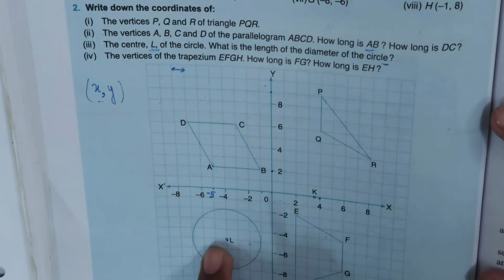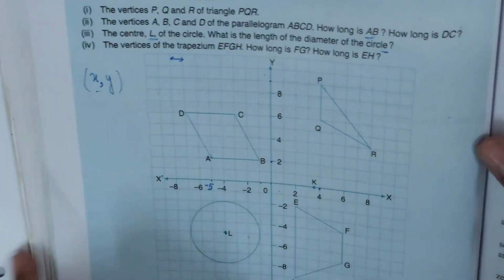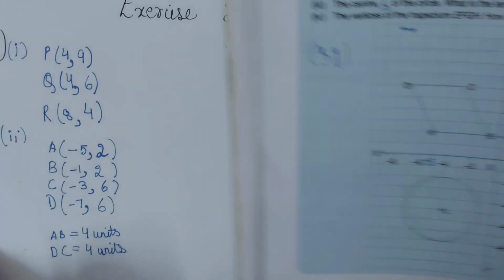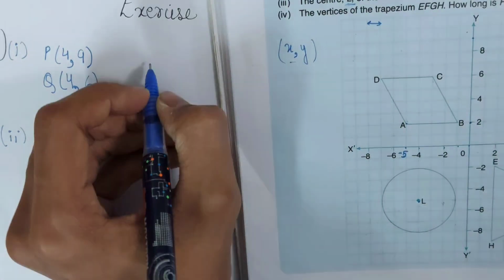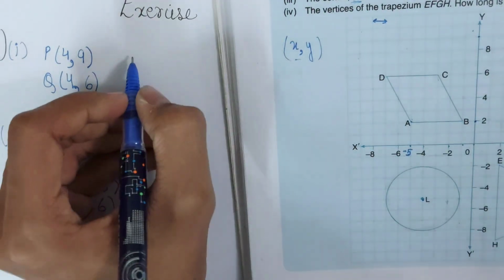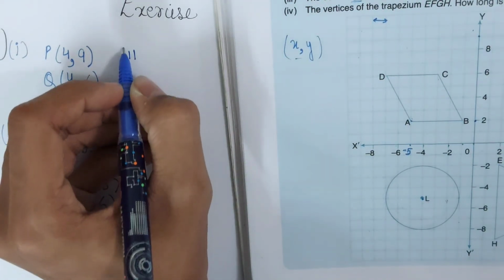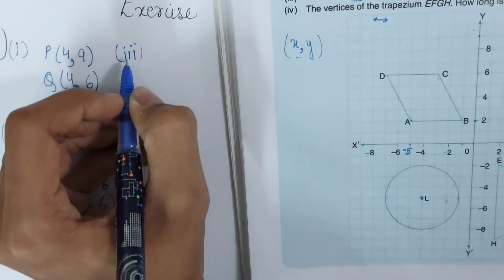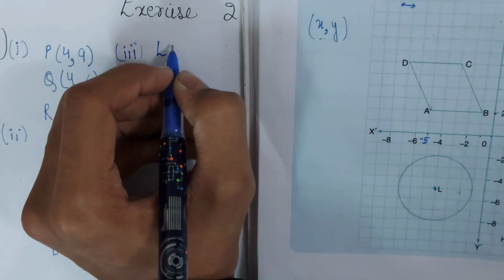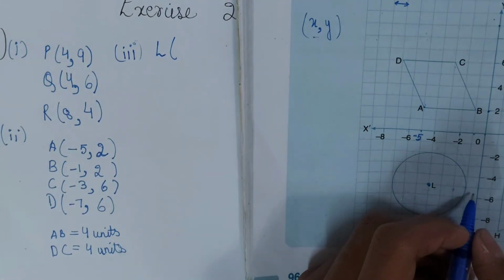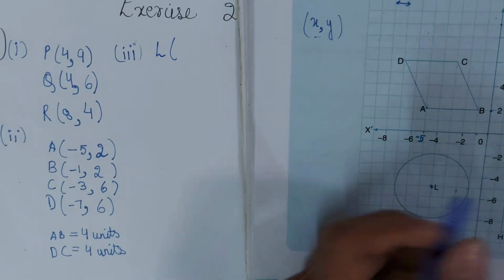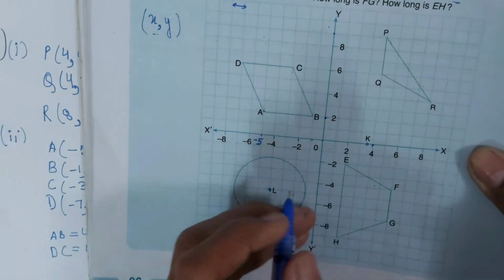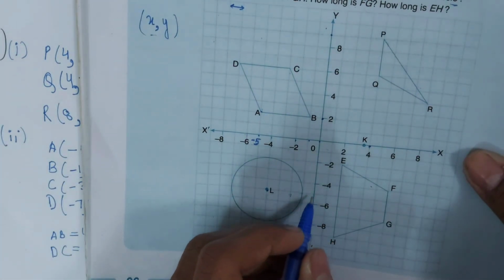Just see the first part. Write down the coordinates of point L. What are the coordinates of point L? See it here, right? So this will be the third part, as we can see here, right? Point L. What will be the coordinates of point L? Look, it is between -4 and -6. Fine, -4 and -6, it is in between that.